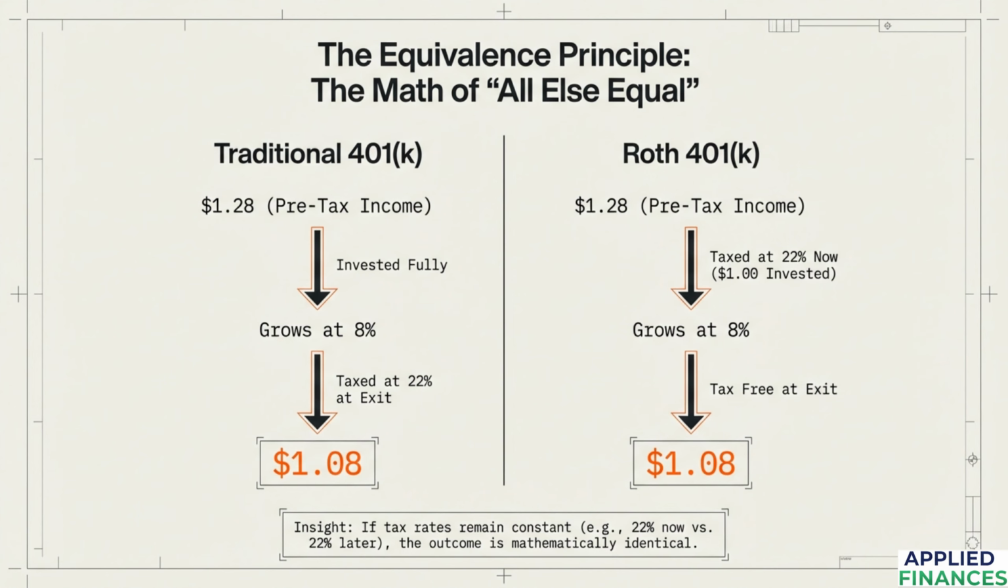The choice between traditional and Roth only matters when we introduce variables that cause tax rates to diverge between the contribution phase and the distribution phase. Understanding this baseline is essential because it shows that the real value of tax planning lies in managing the delta between current and future tax rates.